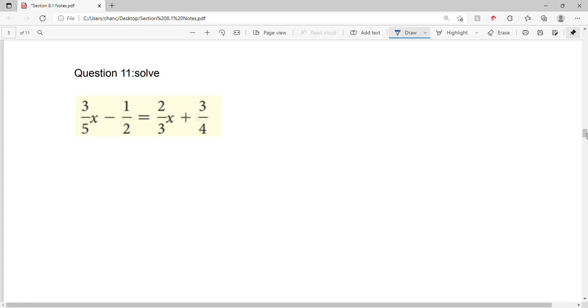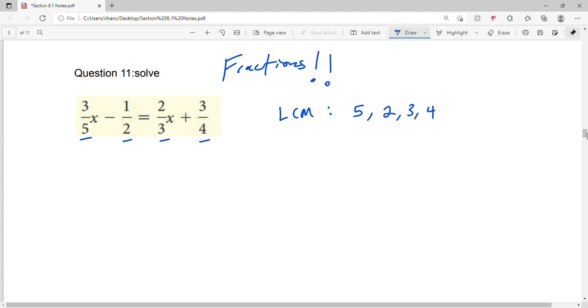Question 11, we have a question with fractions, and we all love fractions. The secret to dealing with fractions is just to get rid of the fractions. So you want to find the LCM of the denominators. Look at 5, 2, 3, 4. We want to find the LCM of 5, 2, 3, 4. Now, what is the LCM?